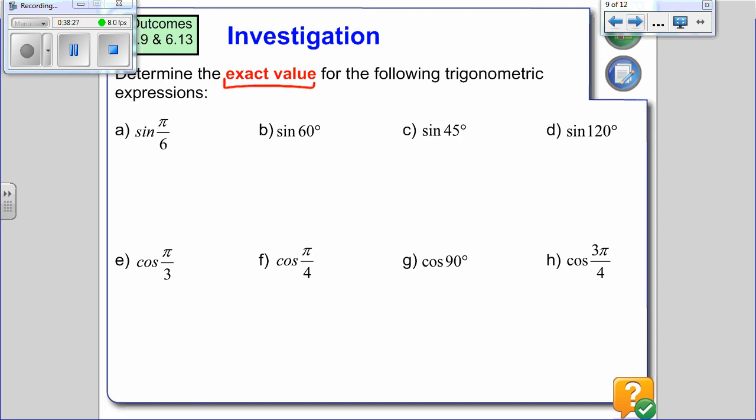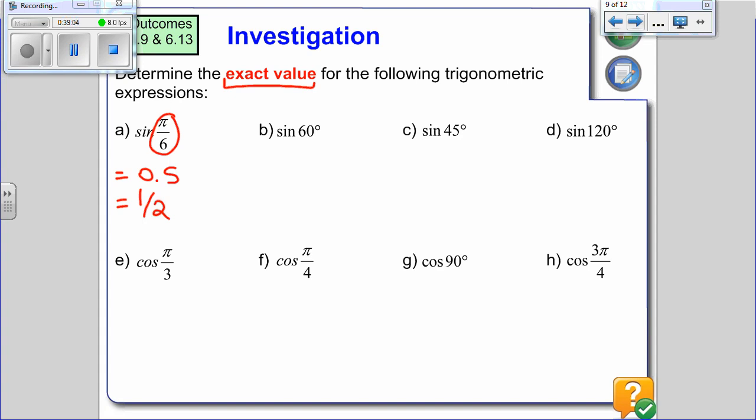If I put sine of pi over 6 in my calculator, I would have to be in radian mode, because pi over 6 is a radian measurement, not a degree measurement. So I change it to radian mode, and I go sine pi divided by 6, and it tells me it equals 0.5, which is the same thing as saying 1/2. If I think about this for a second, pi over 6 is on my unit circle. Pi over 6 would have been right here.